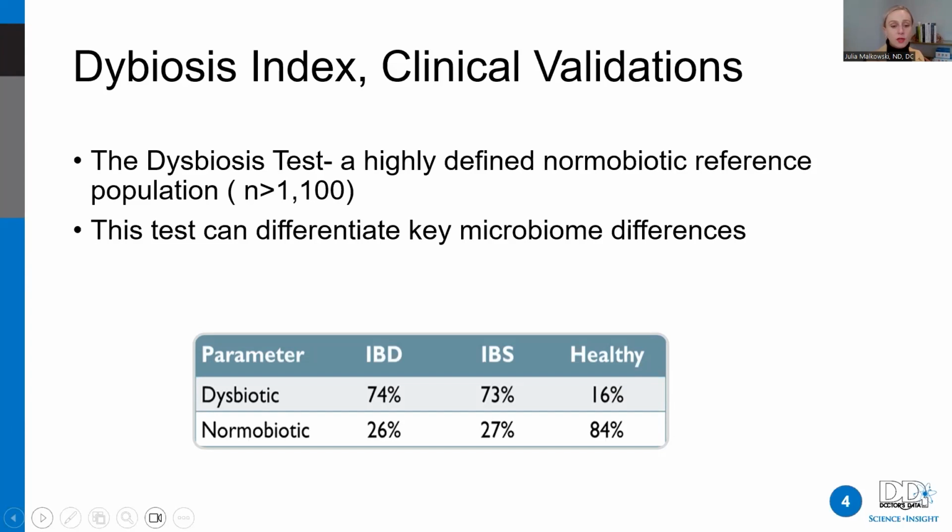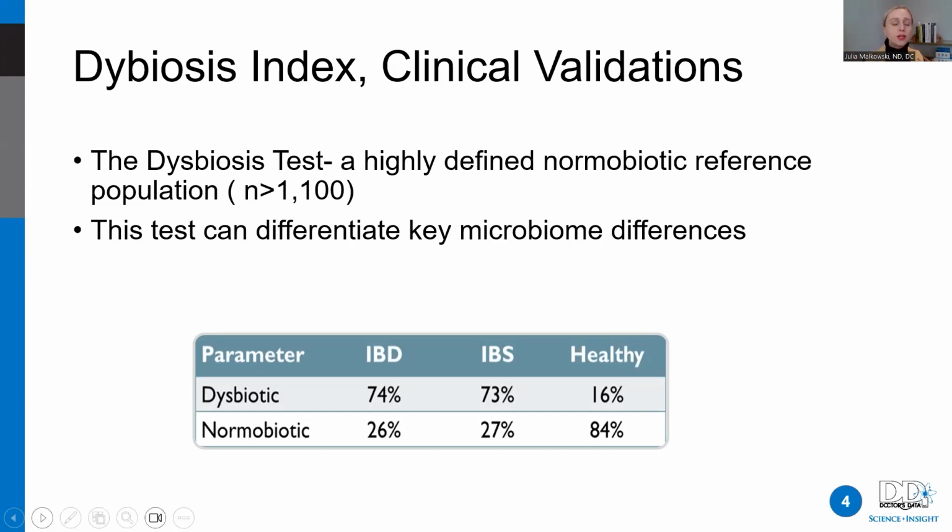Here we have the information about the dysbiotic group. Only 16% of the healthy groups show dysbiosis. And then 73% had IBS and 74% had IBD. As far as the normal biotic reference range, 84% of those individuals had a healthy gut. And that's the dysbiosis index there.